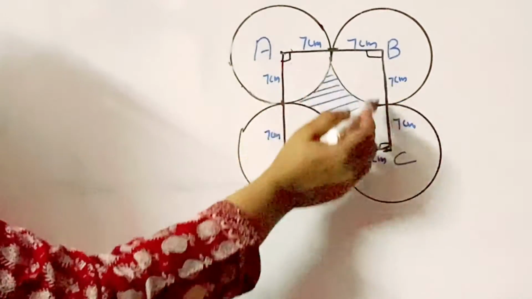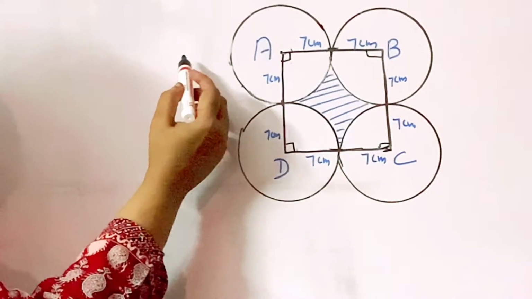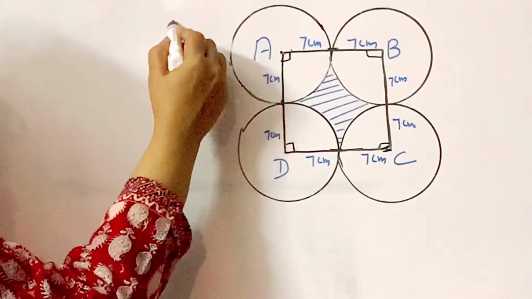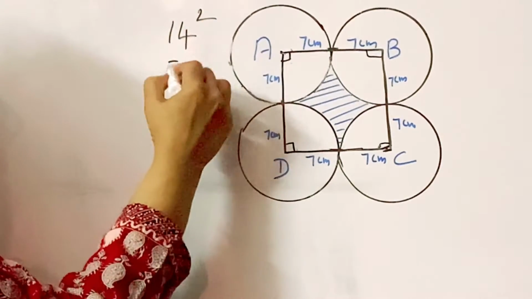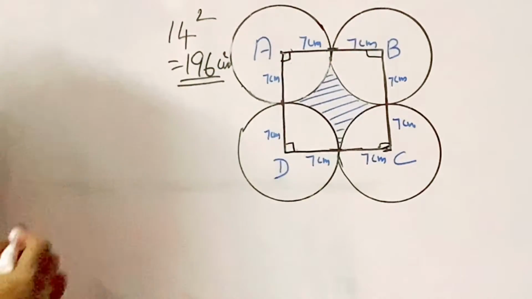Then what is the area of the square? That is a square, so side square. What is the side here? That is, area is 14 square, 196. That is the area of the square.